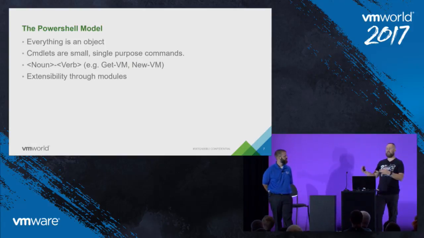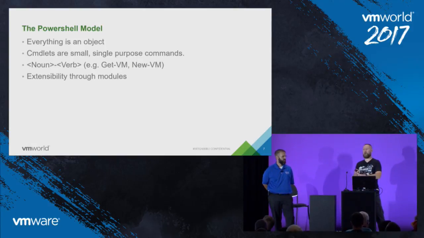With PowerShell, everything is an object, and objects have properties and methods. So instead of having to parse out text from a log file or something like that, you can just go to the property for that particular piece of information that you want.